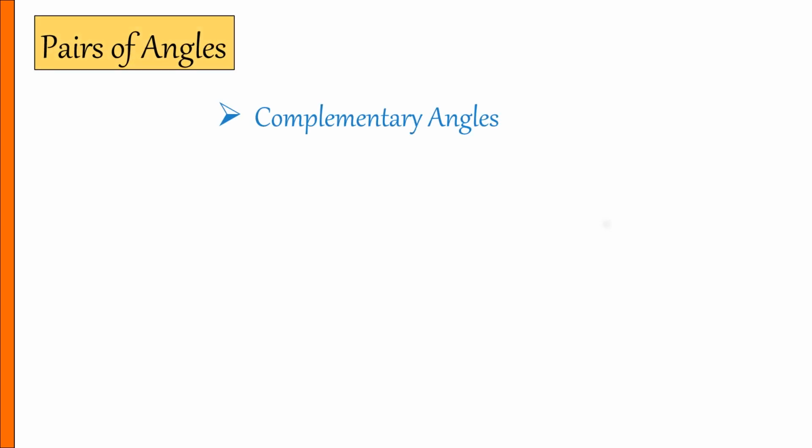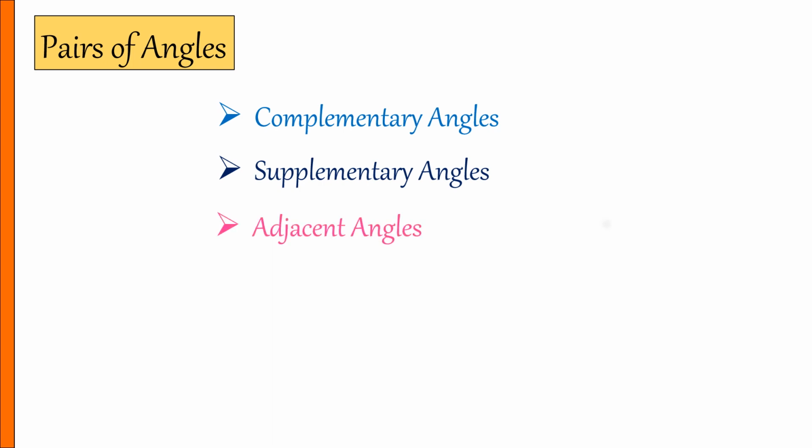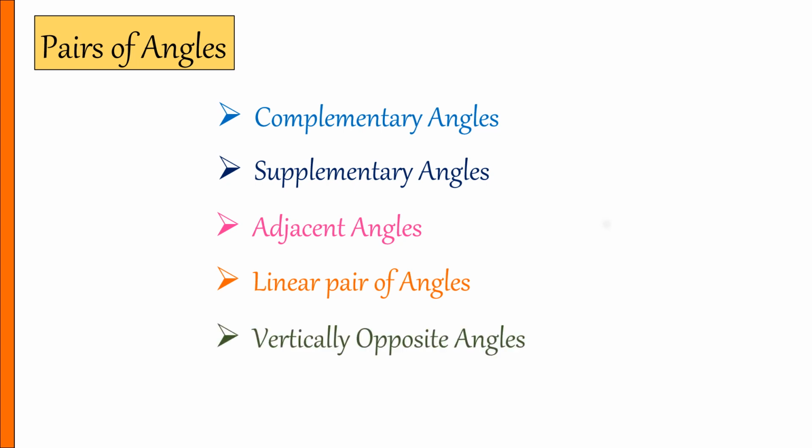In this video, we are learning about pairs of angles. The different types of pairs of angles are complementary angles, supplementary angles, adjacent angles, linear pair of angles, and vertically opposite angles.